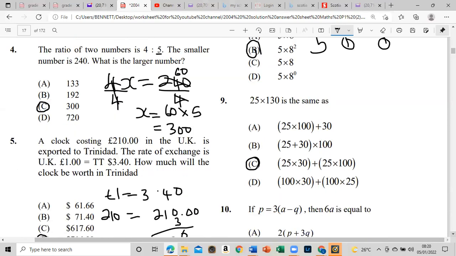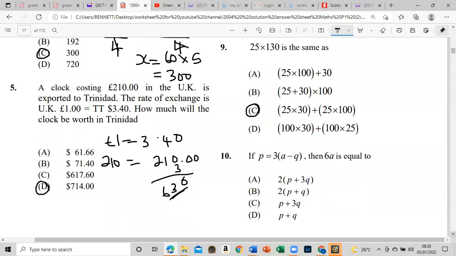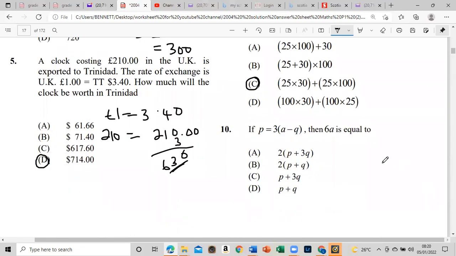I wrote this on my previous channel. Right, how do we expand the bracket? I'm going to work it on another paper. Those number 4, you guys need to check that out. Before this, you guys can go back and check that again.